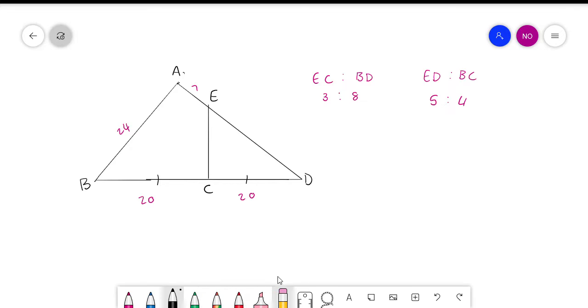So I'm going to say I know that EC over BD is equal to 3 over 8. There's no geometric reason for that. They gave it to me. No, do you guys agree? They told me that the relationship of EC to BD is 3 over 8. Okay. So then I can calculate EC.